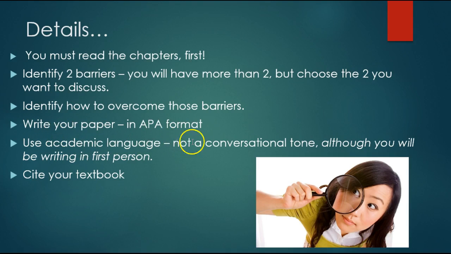Again, use academic language. This is not a conversational tone, so you cannot use slang. You do not want to use contractions. You do not want to use any type of, even a little bit, what might be considered a cuss word of any type. None of those are considered academic language. You will be writing in first person, which is different from APA and academic writing usually. But in our class, you have to write these things in first person. And then, of course, always cite your textbook on a separate reference page.